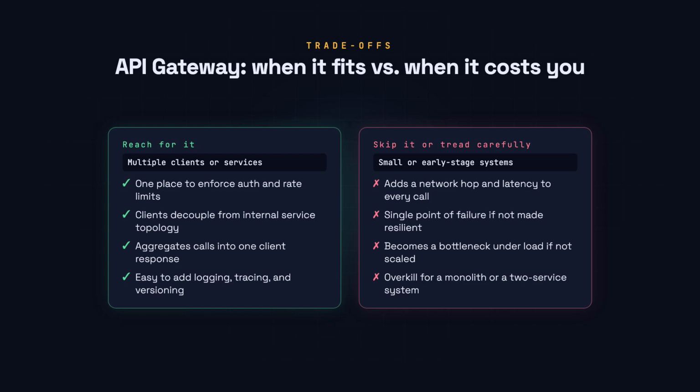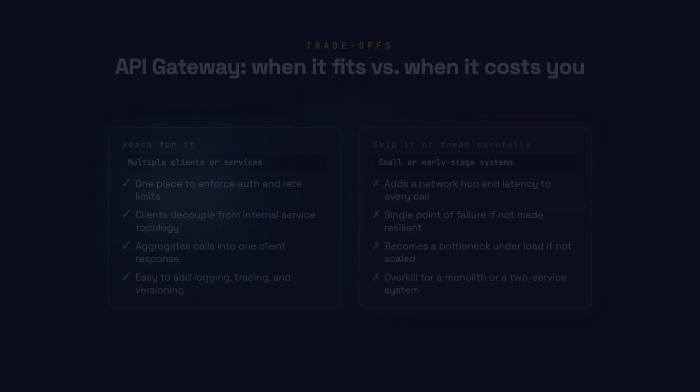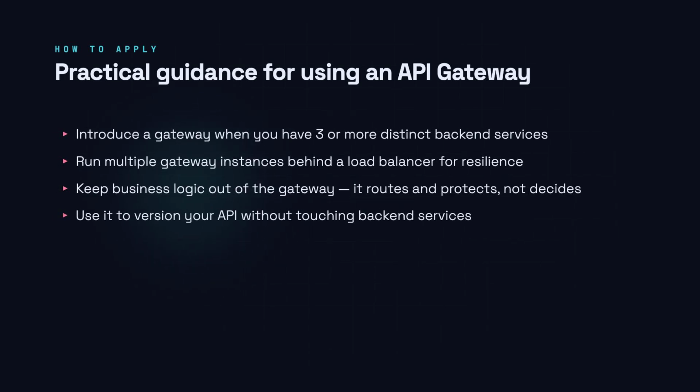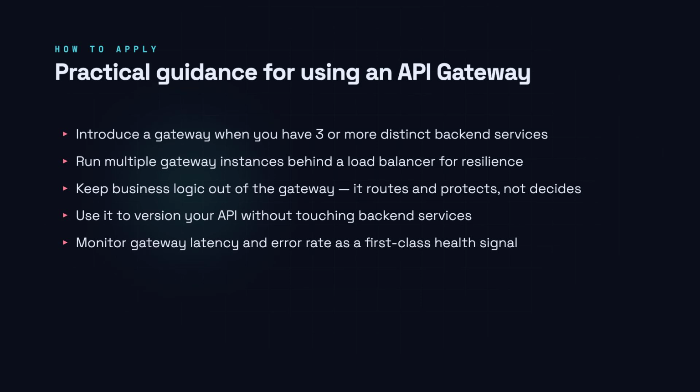For a small monolith, or a system with only two services, a gateway is almost certainly more complexity than it is worth. When should you add a gateway? A useful rule of thumb is 3 or more independent backend services. At that point, the duplication of cross-cutting concerns starts to hurt. Once you add one, run at least 2 instances behind a load balancer, so the gateway itself is not a fragile single point of failure.